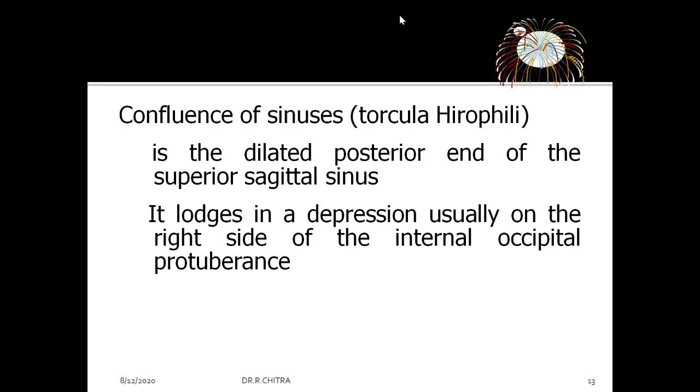So one more important point is this confluence of sinuses, otherwise called torcular Herophili. It is the dilated posterior end of the superior sagittal sinus. It lodges in the depression, usually on the right side of the internal occipital protuberance. Sometimes it is asked as very short notes.